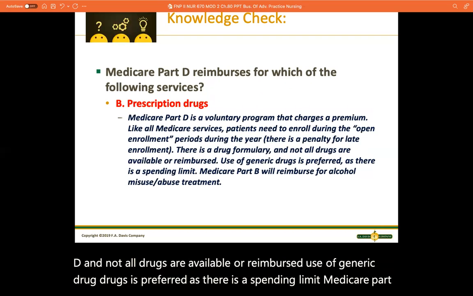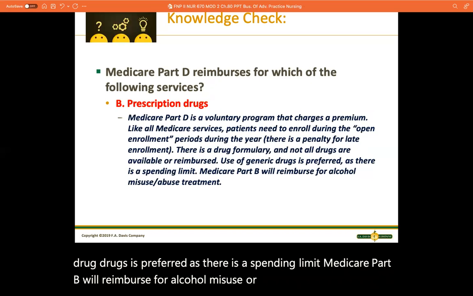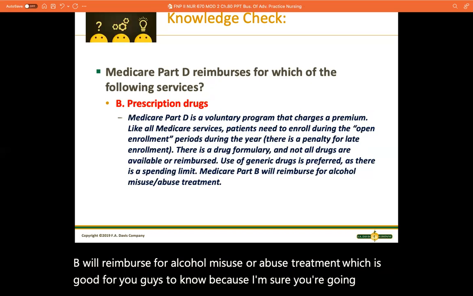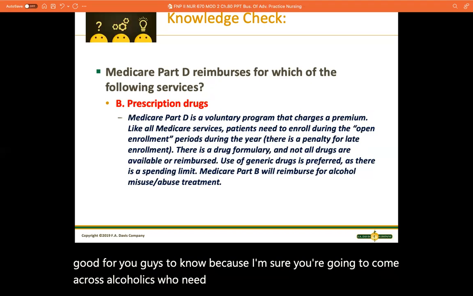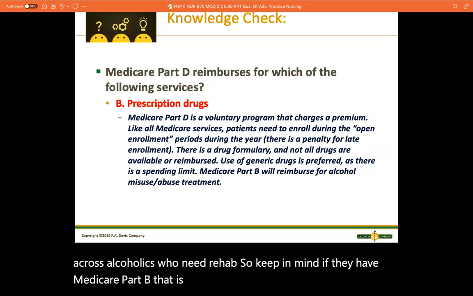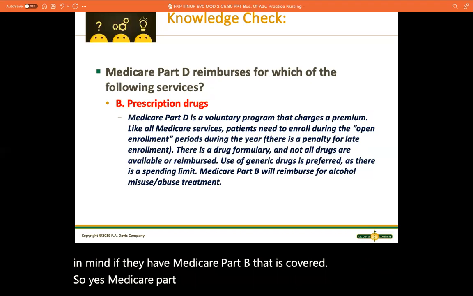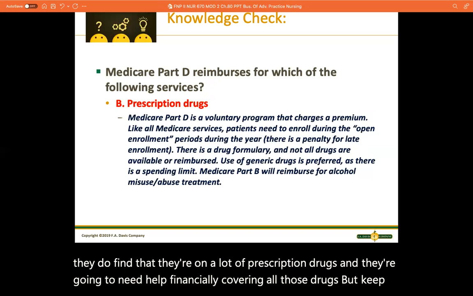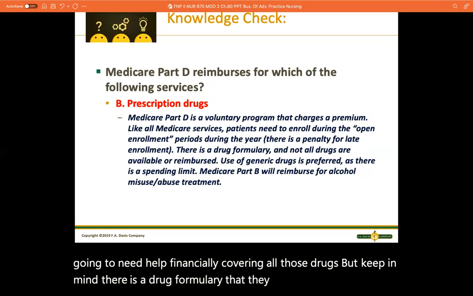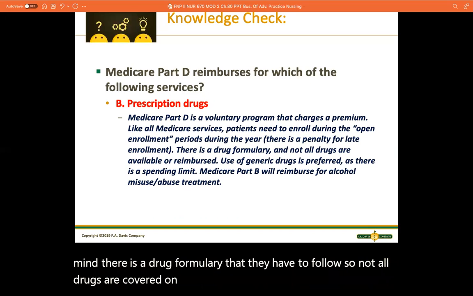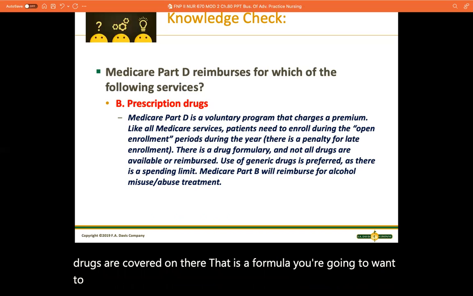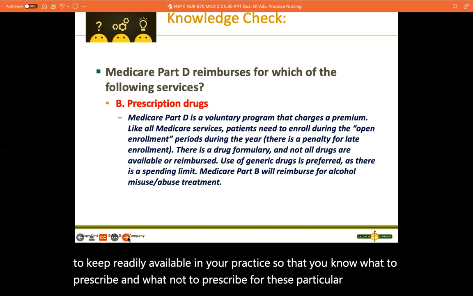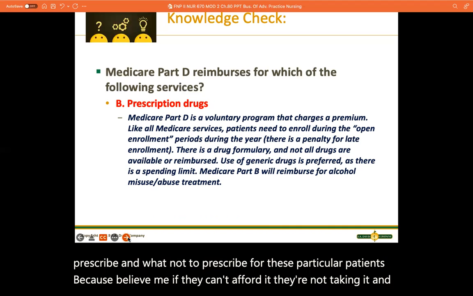Medicare Part B will reimburse for alcohol misuse or abuse treatment, which is good for you guys to know because I'm sure you're going to come across alcoholics who need rehab. So keep in mind, if they have Medicare Part B, that is covered. So yes, Medicare Part D is something the patients can enroll in if they find that they're on a lot of prescription drugs and they're going to need help financially covering all those drugs. But keep in mind, there is a drug formulary that they have to follow. So not all drugs are covered on there. That is a formulary you're going to want to keep readily available in your practice so that you know what to prescribe and what not to prescribe for these particular patients. Because believe me, if they can't afford it, they're not taking it, and therefore there's no point in prescribing it.